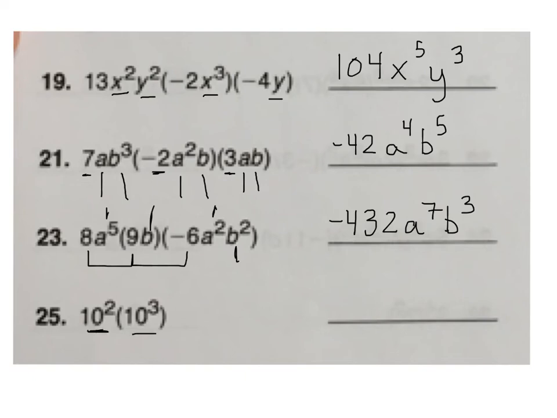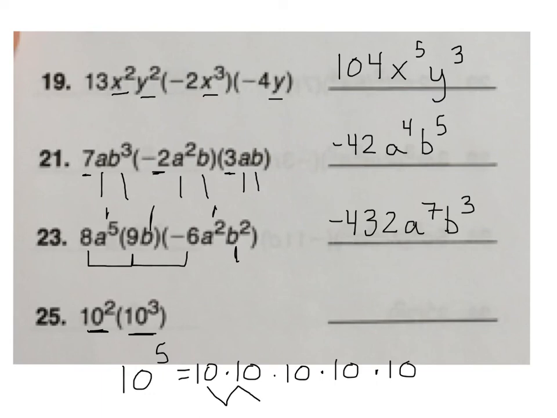All right, on this one, it's easy. 10 squared times 10 cubed is going to be 10 to the 5th. And now you can type in your calculator 10 to the 5th, or you can do like this. 10 times 10 times 10 times 10 times 10. Like that. Okay, now 10 times 10 is 100, times another 10 is 1,000, times another 10 is 10,000, times another 10 is 100,000. So there's your answer right there.